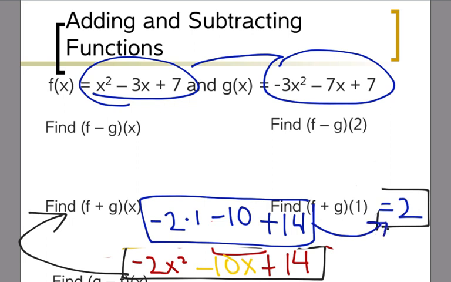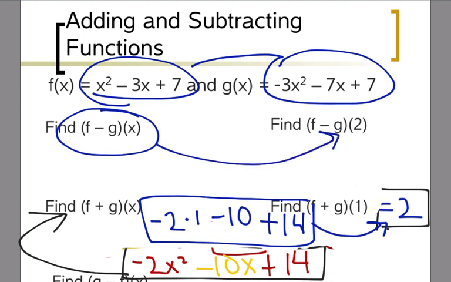So like I said, there's two ways to do it. You could do this side first and then plug in your number, or you could plug the number into both equations and simplify and get your answer. So there's two ways of doing those problems.